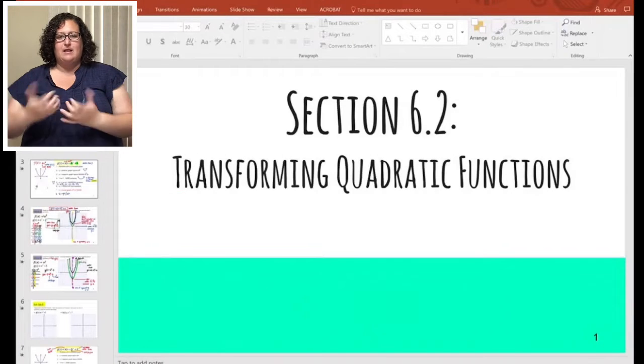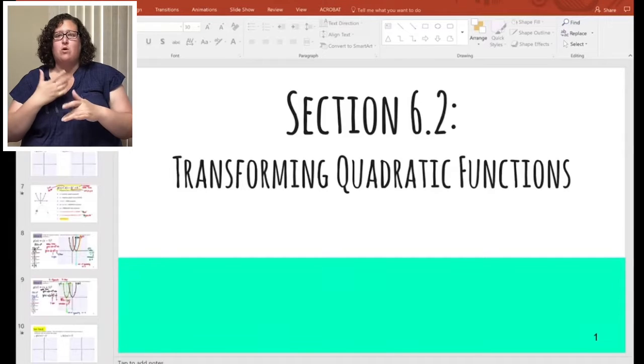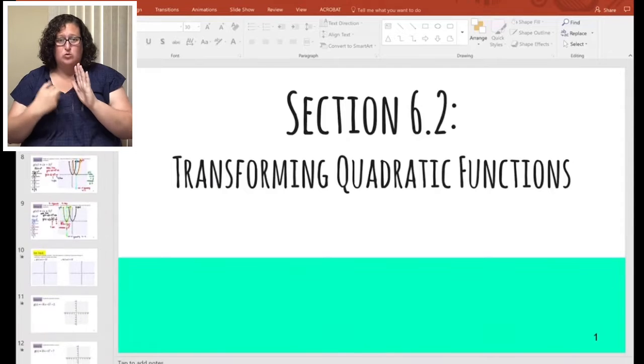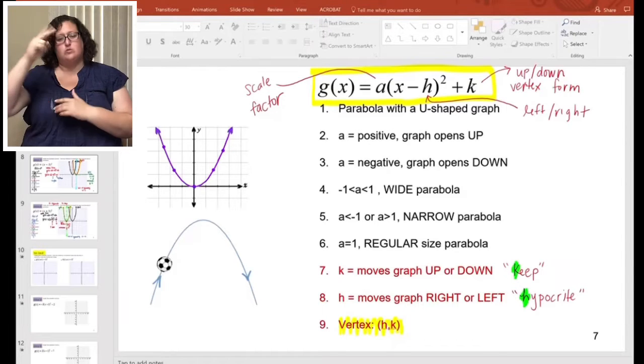Welcome back, class, to section 6.2, Transforming Quadratic Functions, part 3. Before we move on to explain 3b, let's look at some rules that we went over in our last video. In our last video, we looked at vertex form. Vertex form is g of x is equal to a times the quantity of x minus h squared plus k.